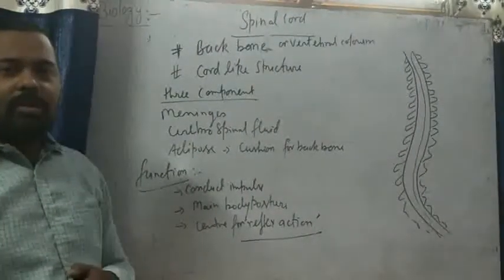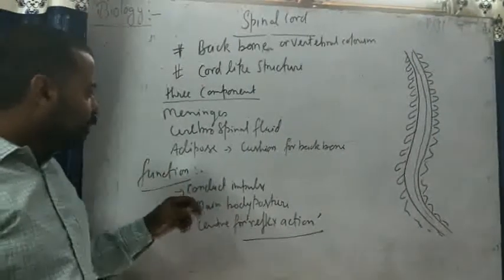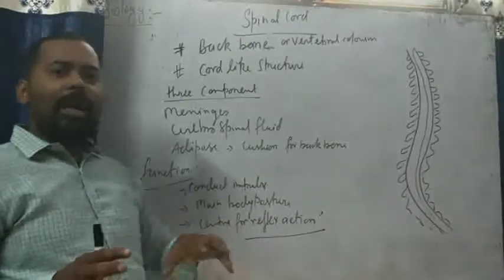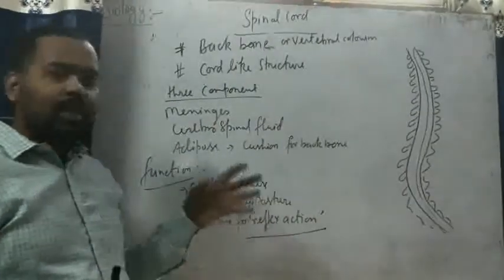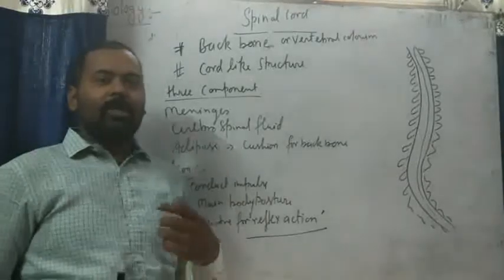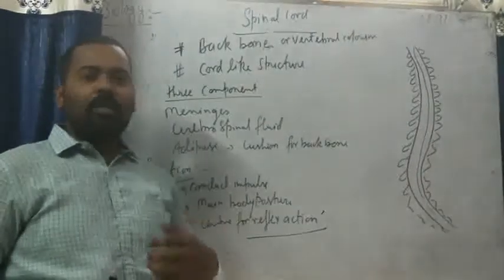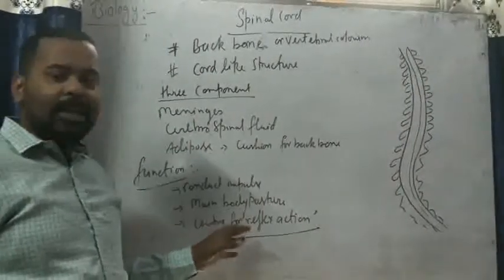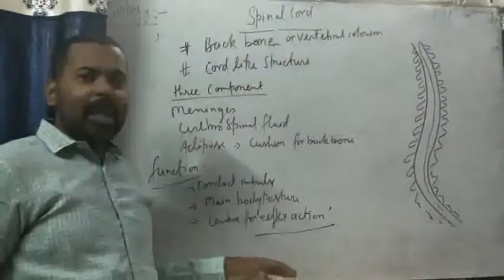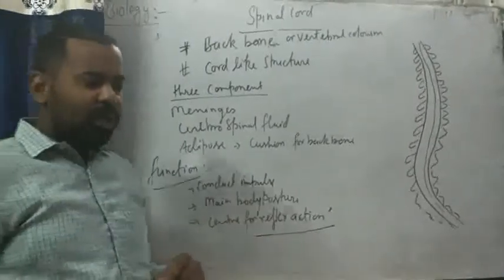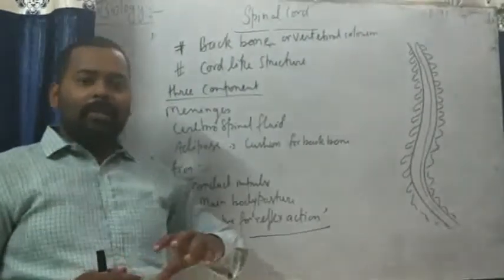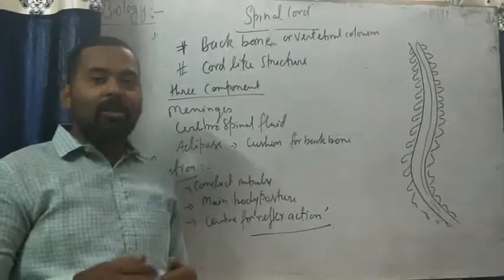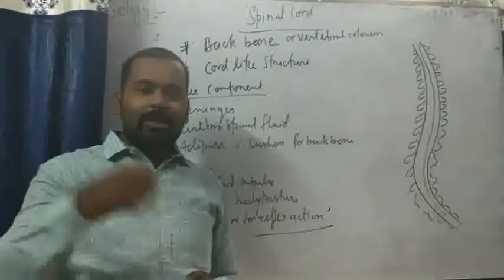If you talk about the function of the spinal cord, it conducts impulses from different parts of the body towards the brain, and also maintains the body posture. It means with the help of the spinal cord we can stand properly, and it's also the center for reflex action. The question is, what is reflex action? Sometimes particular actions take place very smoothly and very fast, just like blinking of our eyes and jerking of our hand.